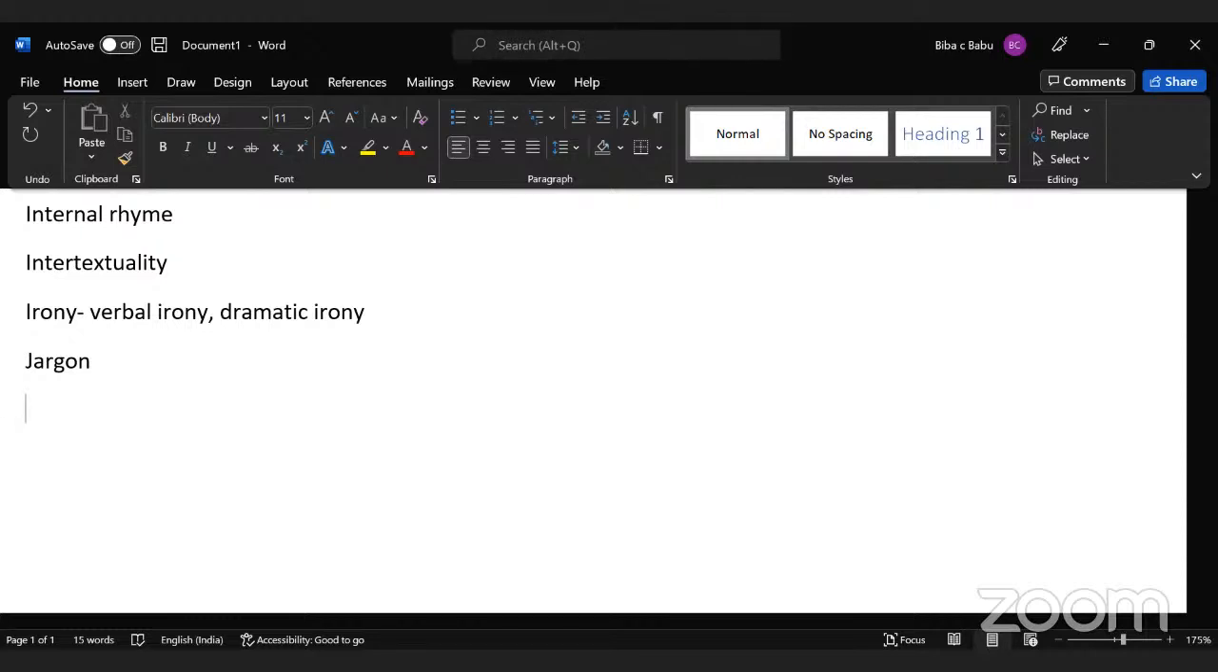Ma'am, please explain dramatic irony. Dramatic irony, this kind of irony occurs in drama. Here, the audience knows something that the character does not. The character will be on the stage, but the audience knows more than the character. As an audience, we will know that this is going to end like this, but what the character expects won't happen. The opposite will happen. So that is dramatic irony.